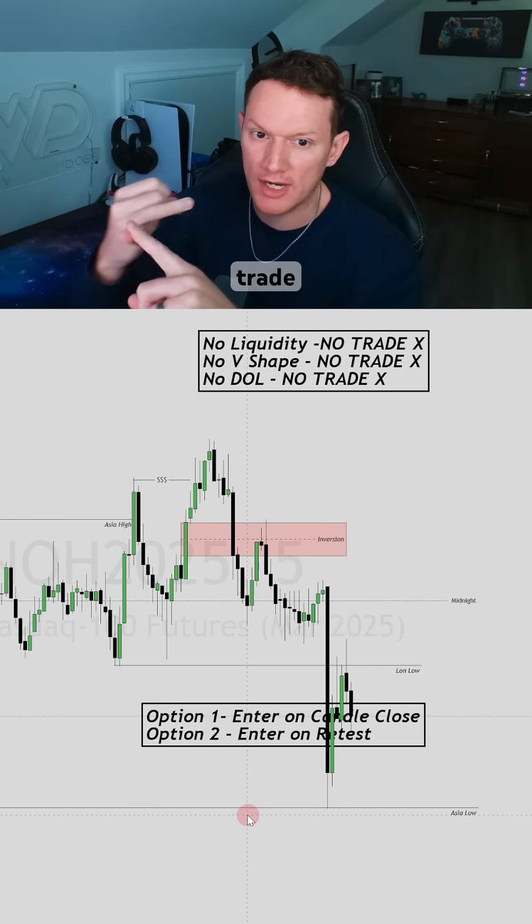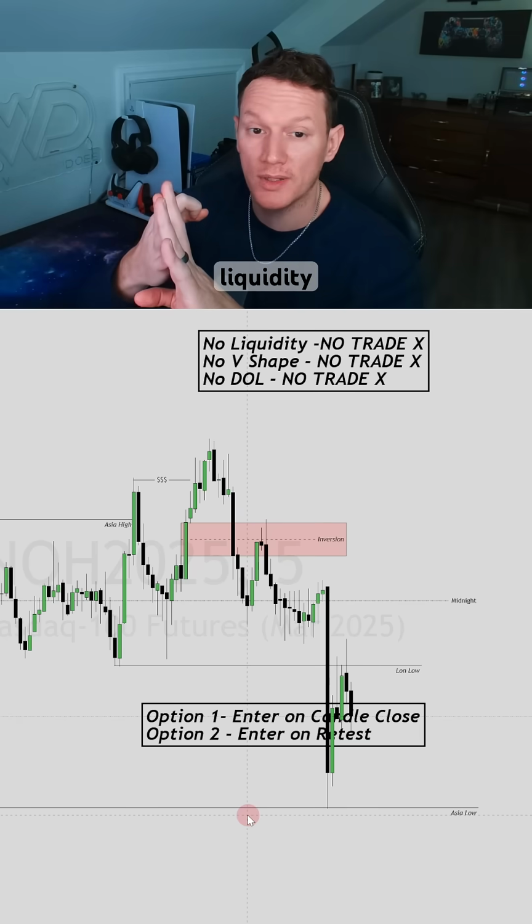No liquidity, no trade. No V-shape, no trade. No draw on liquidity, no trade.